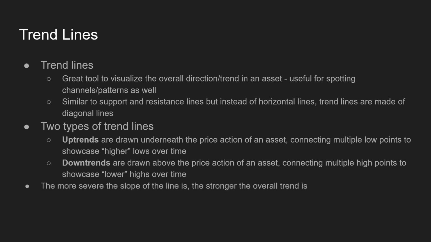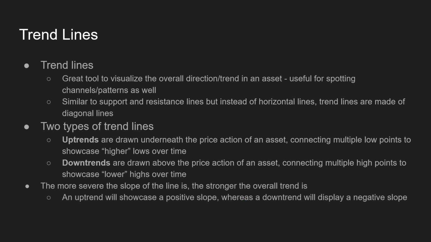One thing to note is that the more severe the slope of the line is, the stronger the overall trend is. So the more sloped it is, not a gradual slope, but a really sharp slope, the more severe the general trend. And once again, an uptrend will showcase a positive slope, whereas a downtrend will display a negative slope.